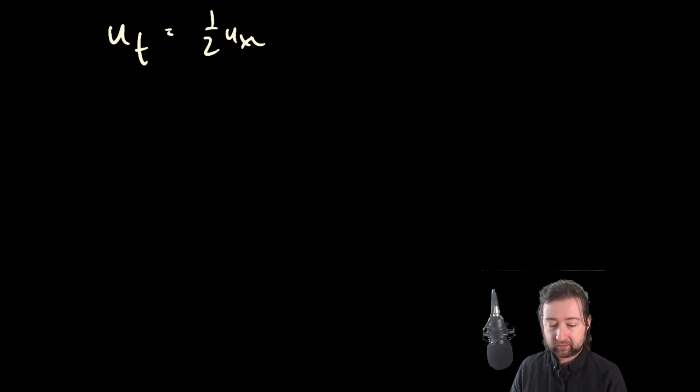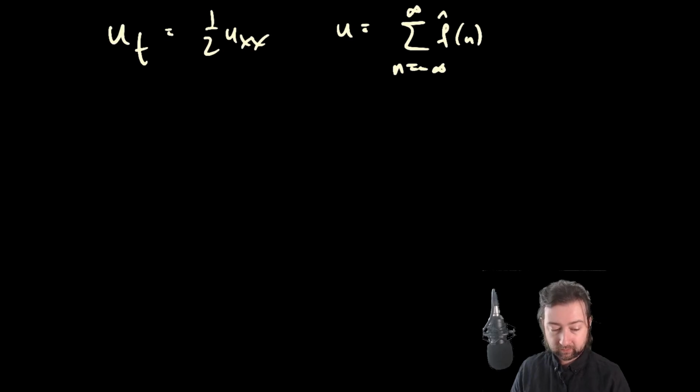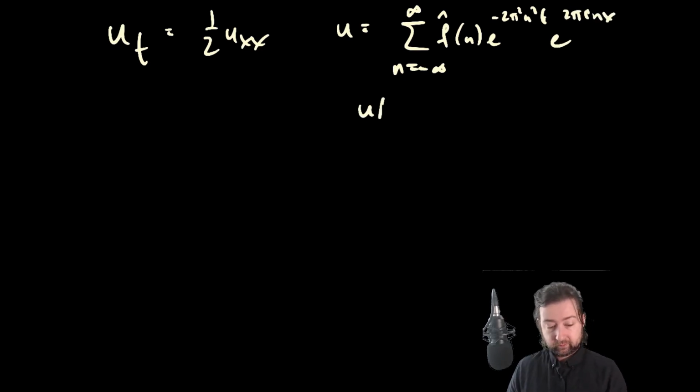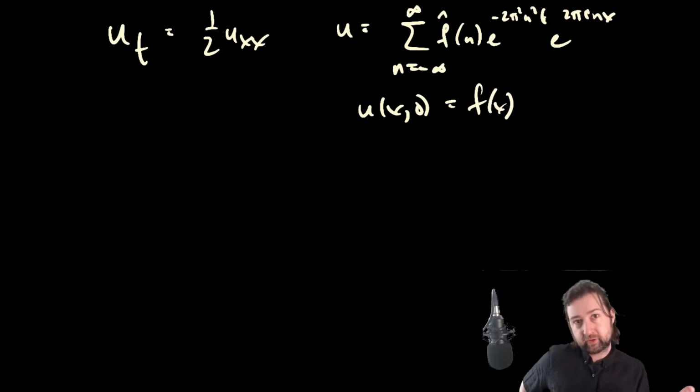So here's what we know. We know that if we have u_t equal to 1/2 u_xx, then u is equal to the sum from n equals minus infinity to infinity of f hat of n e^(-2π²n²t) e^(2πinx). And u(x, 0) is equal to f(x). That's where we get the Fourier coefficients from.